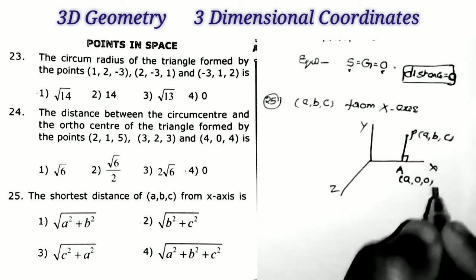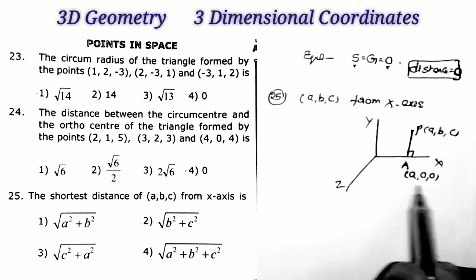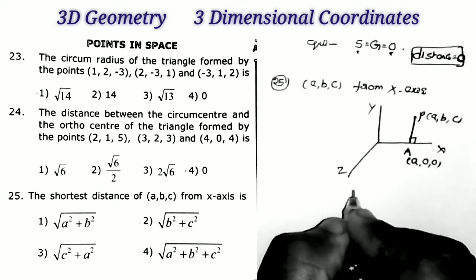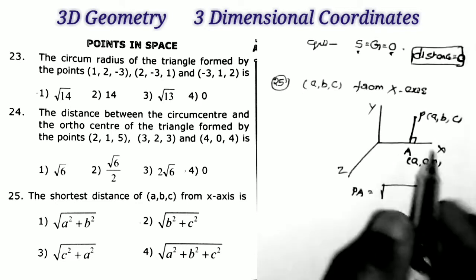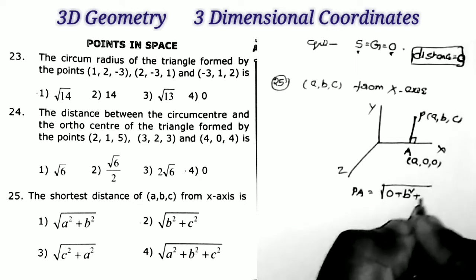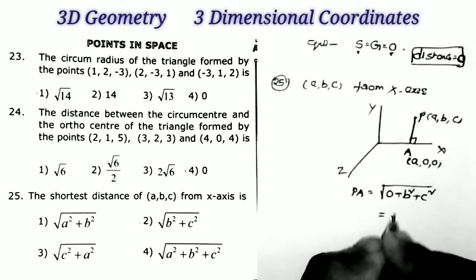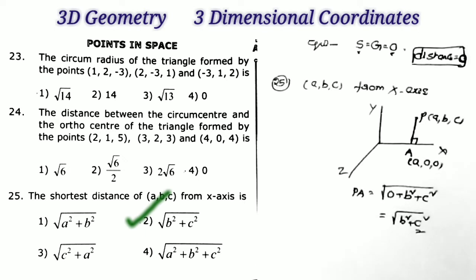This is (a, 0, 0). Already here we have the point (a, b, c). So what are the coordinates of A? (a, 0, 0). Now what is the shortest distance? It is equal to PA. Now simply finding this distance: (a minus a) whole square is equal to 0, (b minus 0) whole square is equal to b square, (c minus 0) whole square is equal to c square. Therefore the answer is the square root of b square plus c square, and that is the second option.